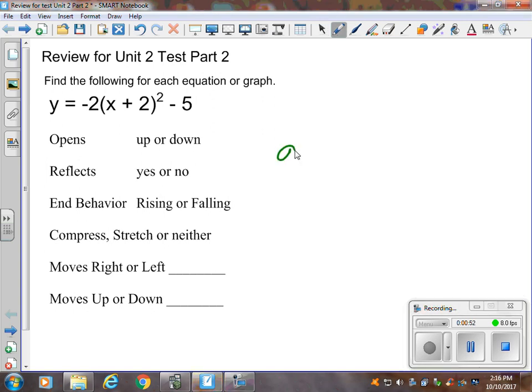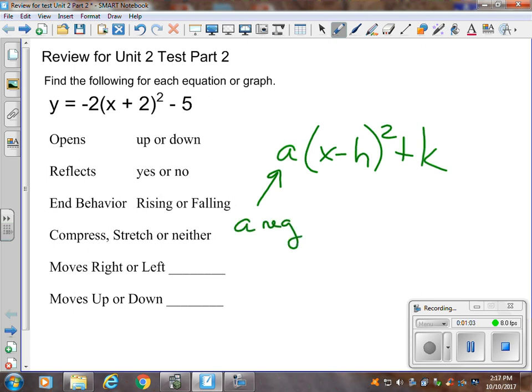If you remember, vertex form looks like this. If I was going to write something down, this might be what I'd write down. So if this is negative, what does that tell me? Yeah, it tells me all this right here, doesn't it? It tells me if it opens up or down, which tells me if it rises or falls, which tells me if it reflected or not. So in this particular format, it tells me even more than that. But it tells me that so far.